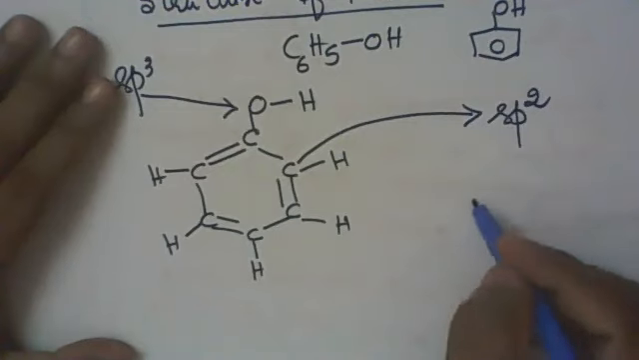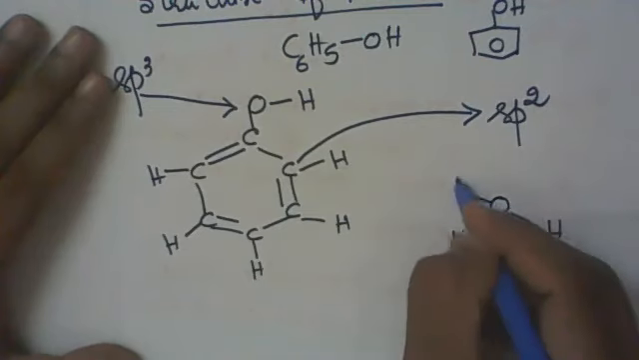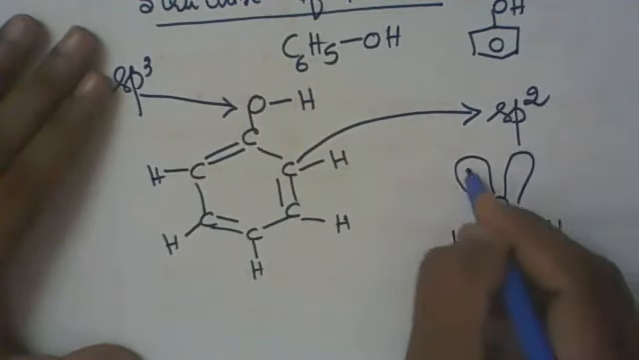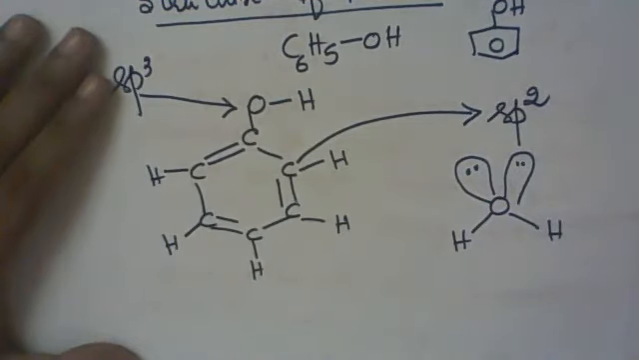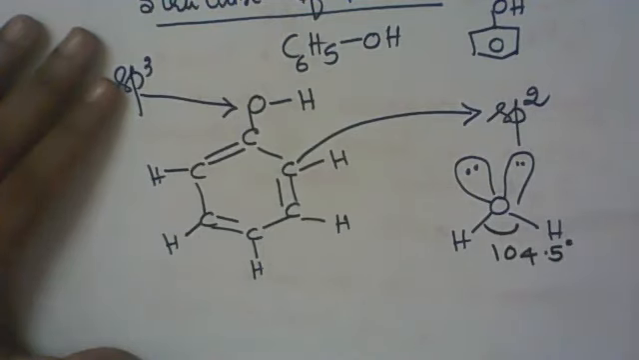In the chemical bonding chapter, we have studied the structure of water. Water has 2 lone pairs of electrons, correct? There are 2 lone pairs of electrons. What is the bond angle? The bond angle is 104.5 degrees.